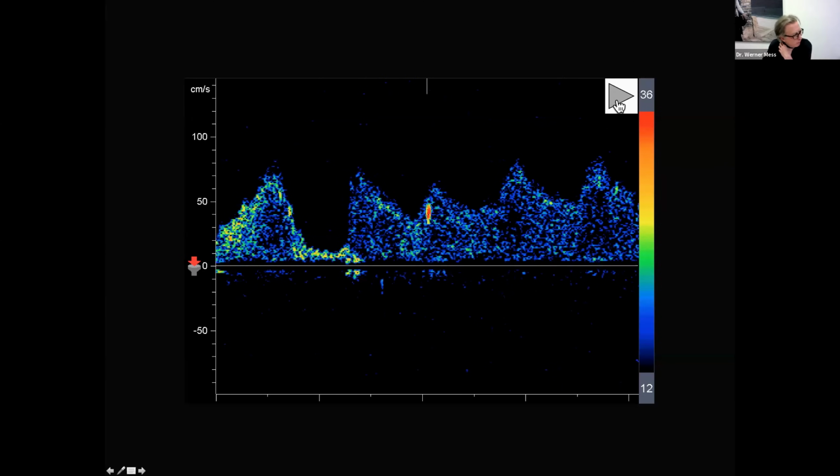Okay, once again. So what you hear first is the dip here, and then 1 second later, the embolus.